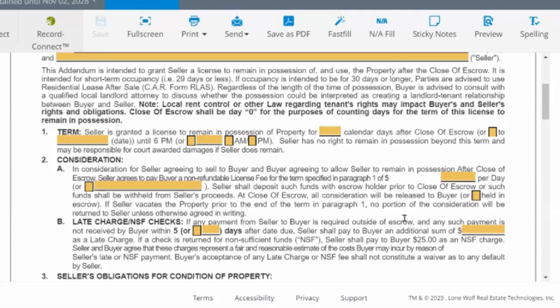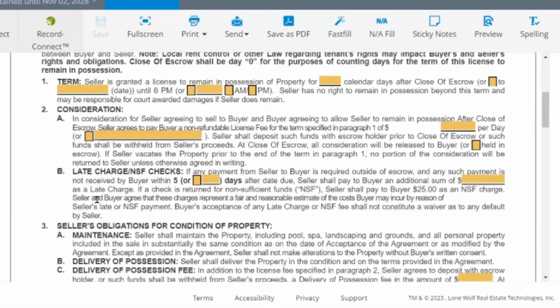And if they're letting them stay for no cost, then there would be no dollar amount written here, and they would just stay for free. There is a part here about late charges, non-sufficient funds if they're paying with a check. But if we're holding that in escrow and we're identifying a dollar amount up front, we don't really have to worry too much about that, right?